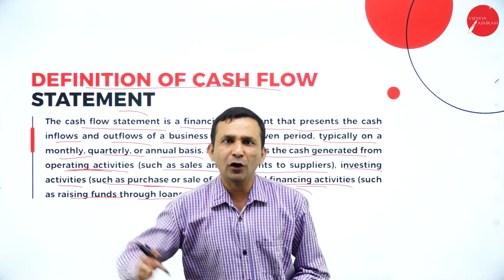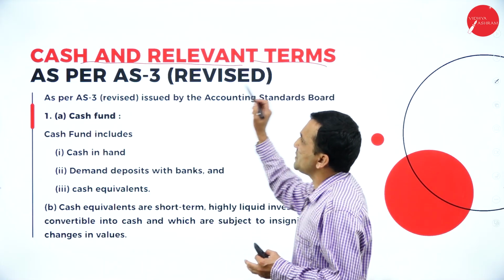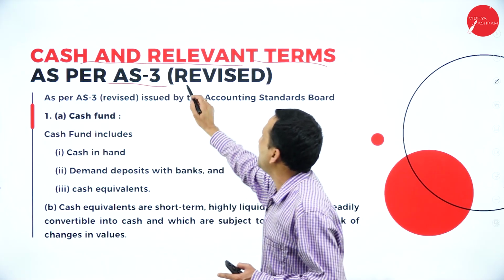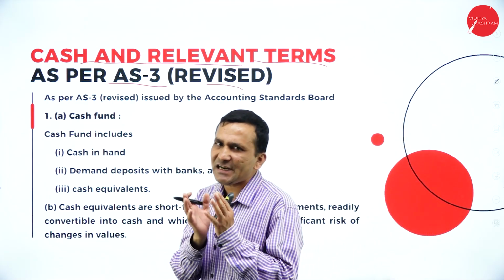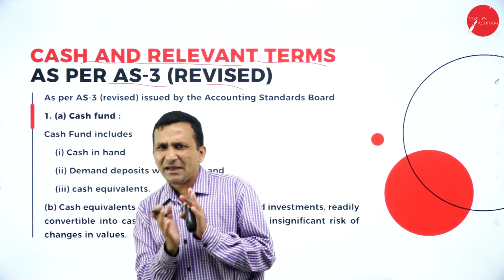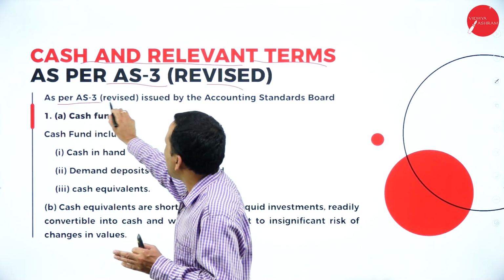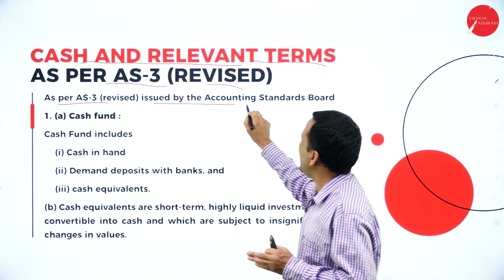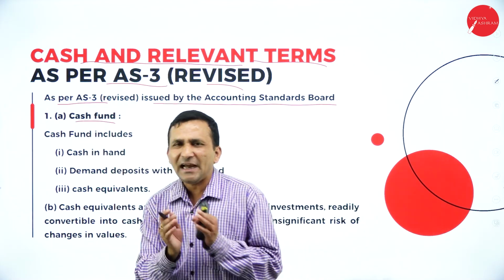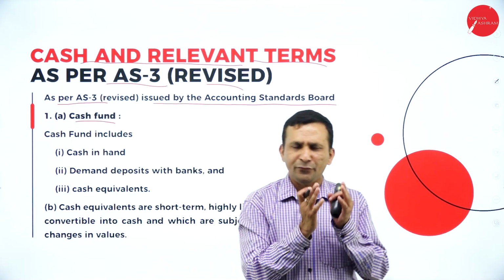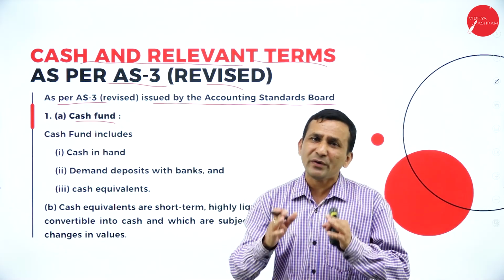Moving forward. Under cash and relevant terms, as per Accounting Standard 3, which is revised, but which is clearly there for Indian Accounting Standard 7, there are anyway slight changes we get to know here. Now as per the accounting standard issued by the Accounting Standards Board, the first one is the cash fund. The cash fund, we are talking related to cash flow statement or cash flow analysis, so everything which is connected to cash only.